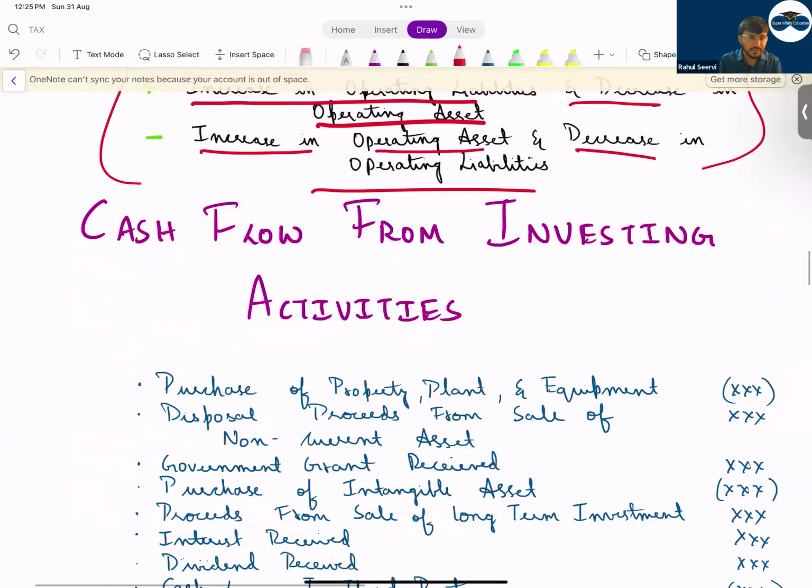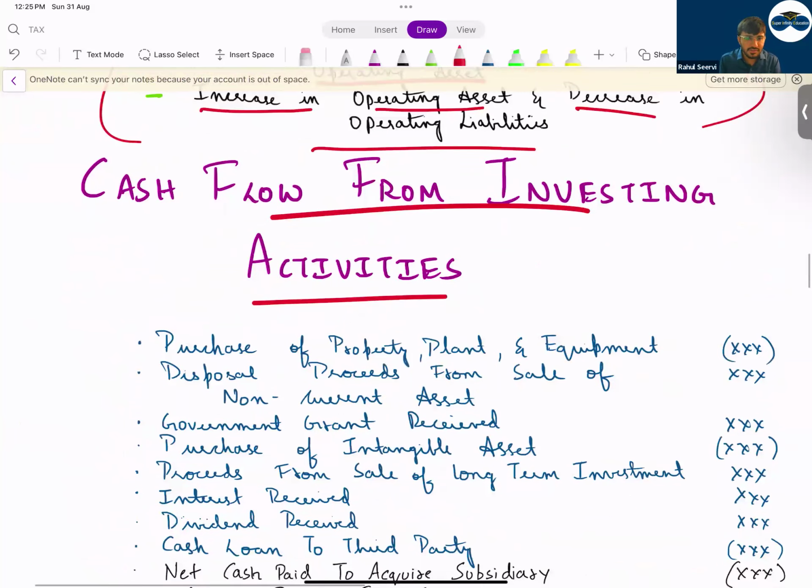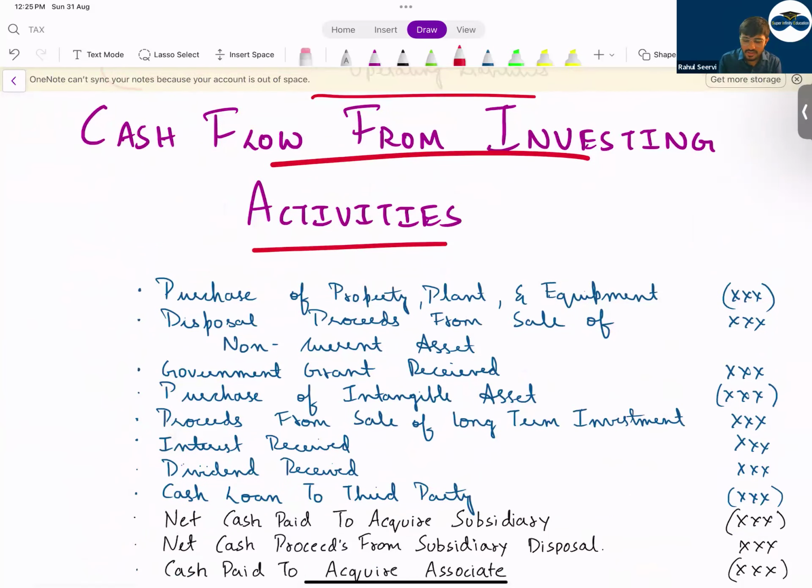Then cash flow from investing activity. So what are the cash flow from investing activity seen? When you purchase any PPE, so can I say it is an outflow?